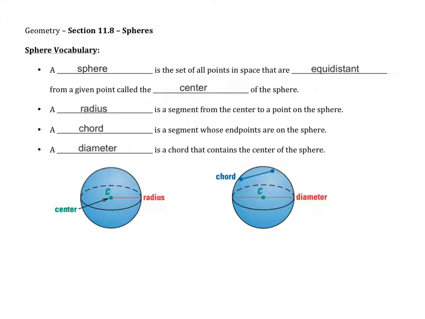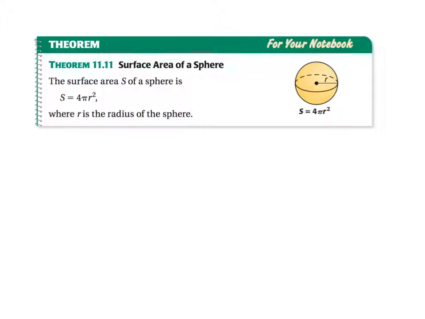So again, all three of these vocab words are very similar to the radius, chord, and diameters of a circle. We're just talking about now in a sphere. So again, two-dimensional versus three-dimensional. Our first theorem has to do with the surface area of a sphere. So here's theorem 11.11. The surface area S of a sphere is S equals 4 pi times r squared.